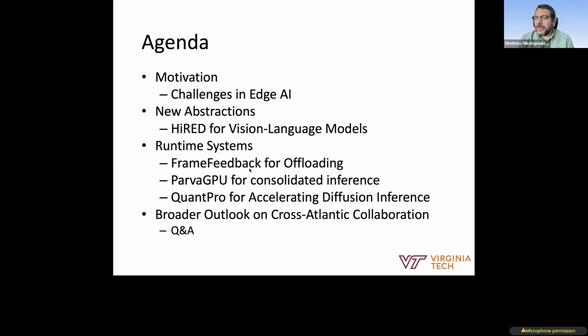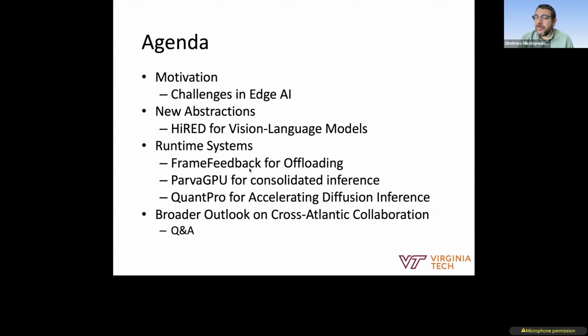I'll then talk a little bit about abstractions, particularly data and programming abstractions that make it easier to express and deploy AI workloads across diverse platforms at the edge. Then I'll walk through several recent systems we have developed, part of them with thanks to this Discover US collaboration. The first system is called HiPEAC. It helps scale vision language models by a hierarchical data reduction approach.